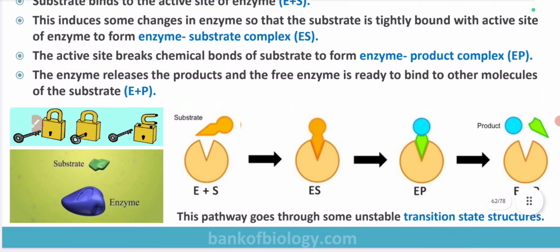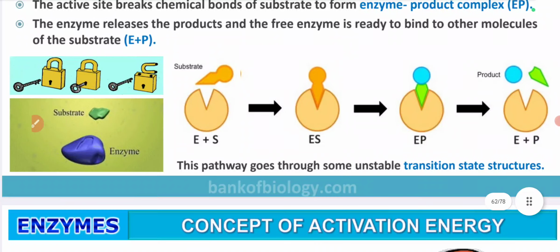The active site breaks a chemical bond of the substrate to form the enzyme-product complex, EP, and then you can see the enzyme releases the product and the free enzyme is ready to bind to another molecule of the substrate. E plus P, last one. This pathway goes through some unstable transition state structure.